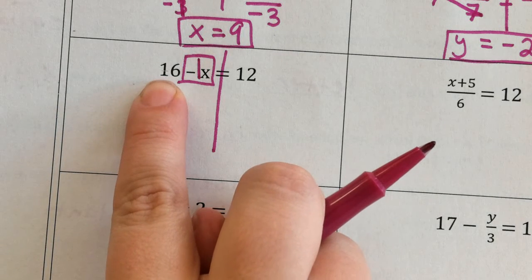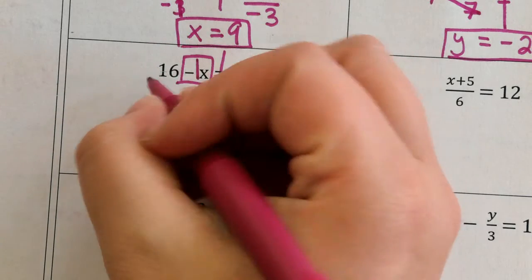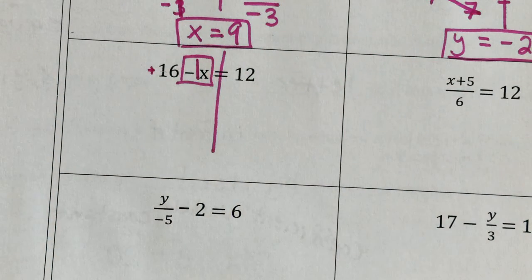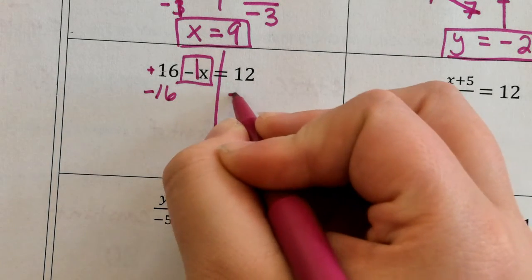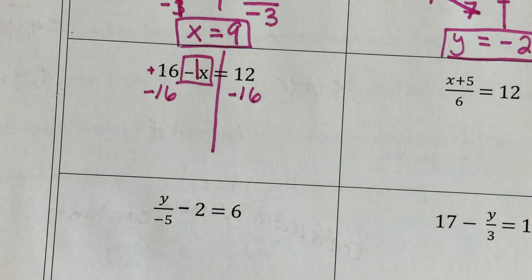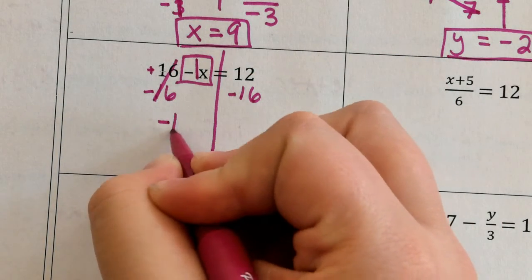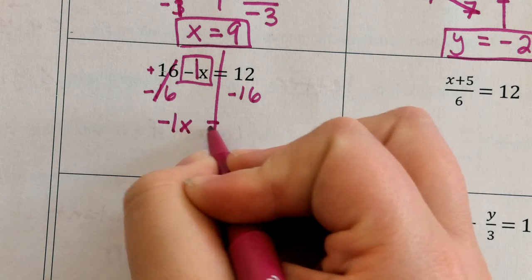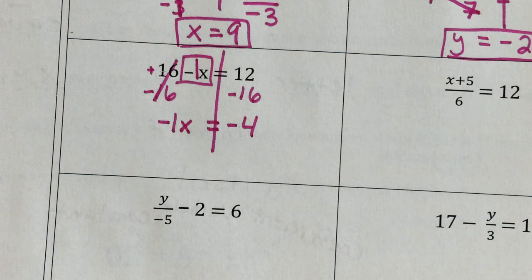First, I'm going to get rid of that 16. Again, since there's no sign in front of our 16, I know that this is a positive 16. So I'm going to do the opposite and subtract, or use a negative 16 to get rid of that. It's really important that I copy down negative 1x. 12 minus 16 is negative 4.